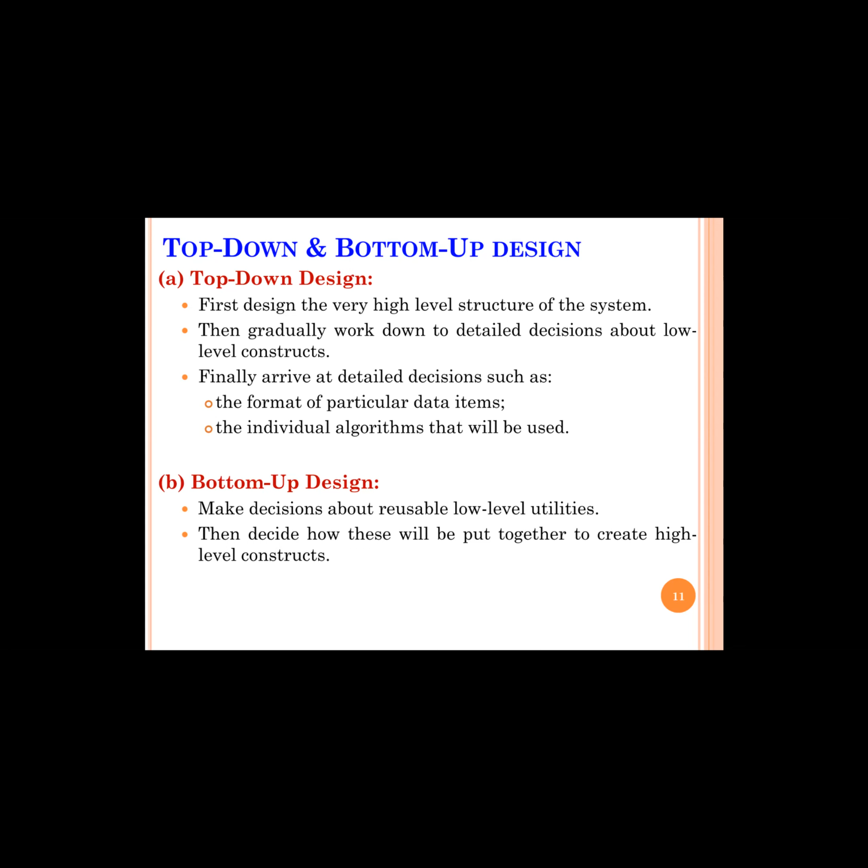If you are going to make any ODBC connectivity, that backend process should be initially declared and defined. And finally, arrive at the detailed decisions, such as the format of the particular data items and the individual algorithms that will be used. Then we will start defining each and every process. In each process, what is the sequence of steps we are going to execute to perform those tasks? What are the variables and other constraint classes we need? That will be mentioned one by one.